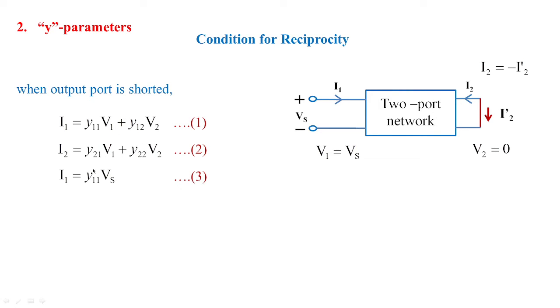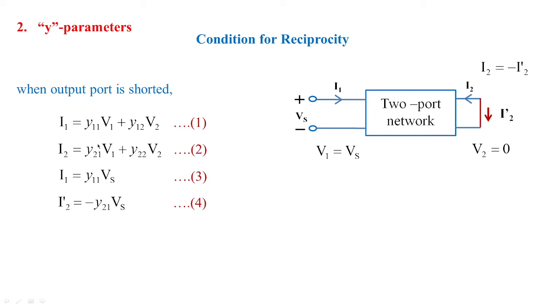Now what we are going to do? We are going to take these assumptions and substitute them in equations 1 and 2. So I am going to get I1 is equal to Y11 Vs. Here we have made the output port short, making V2 equal to 0. That's why in equation 1 this term will go off and we'll be left with I1 is equal to Y11 Vs.